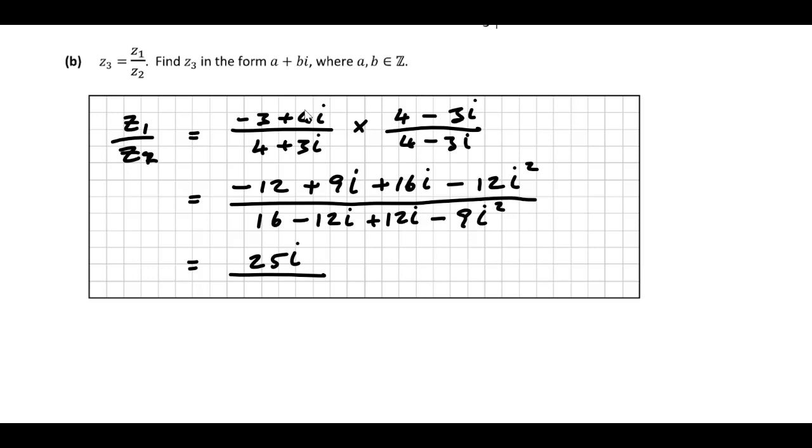Let's have a look at the bottom. Same thing here, look at the i squared first, so i squared is minus 1, so minus minus is plus, this becomes plus 9 here. So 16 plus 9 is 25. Now here we have minus 12i plus 12i, so that will give us 0. So this is our answer here. Now you would be expected to simplify this, so 25i divided by 25 is just i. They want it written in the form a plus bi, so that's just 0 plus 1i, or just 0 plus i. Okay, so that's part B.